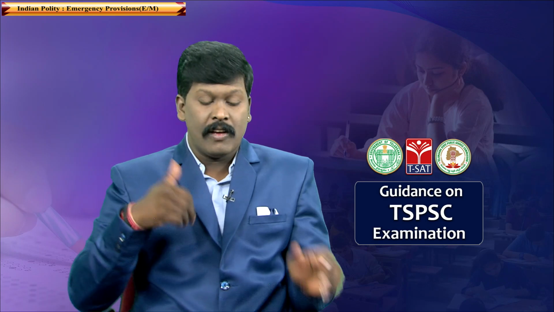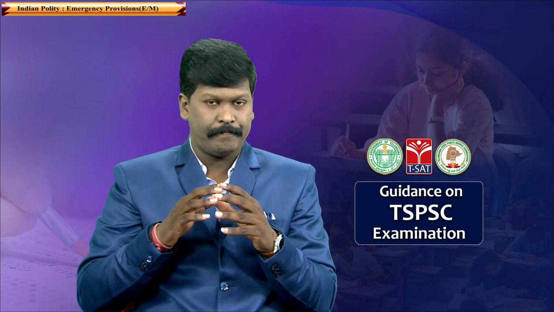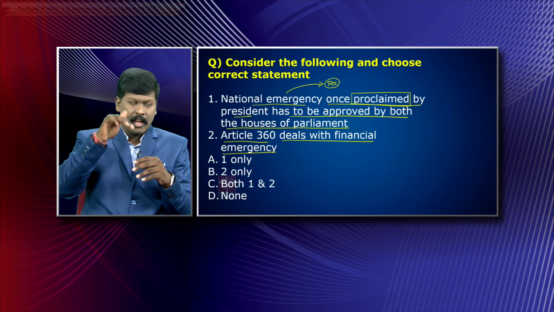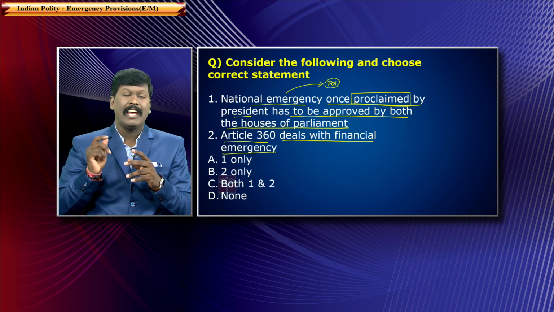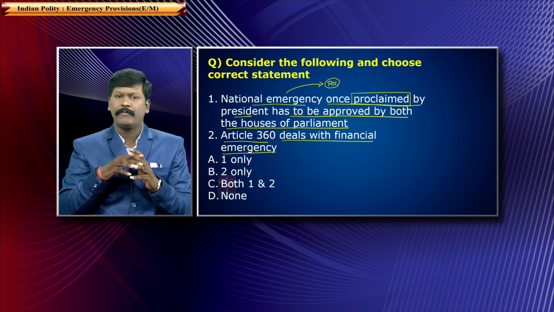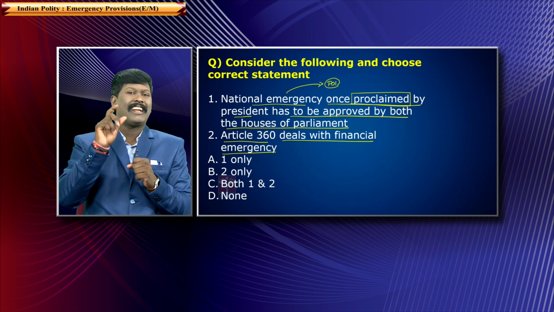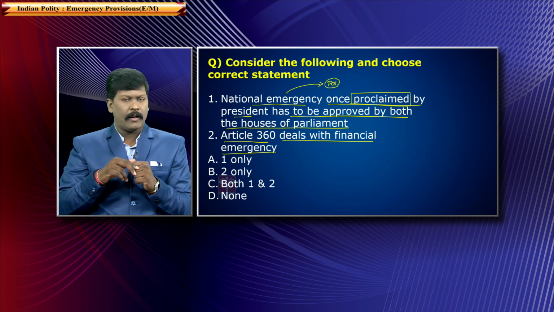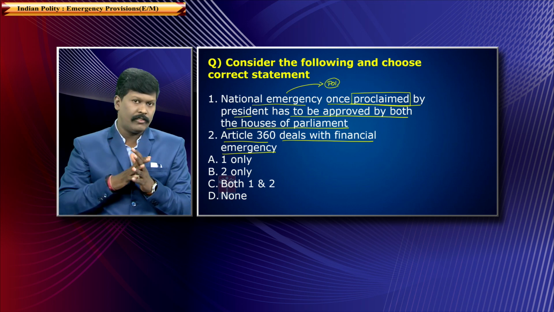Meaning, there are three grounds, three conditions when a national emergency can be proclaimed. One, war. The second one is external aggression. The third one is armed rebellion. Armed rebellion is also called internal aggression. If any of these three conditions are satisfied, or if all three are satisfied, the cabinet will send a written notice to the President, and the President must proclaim the national emergency.